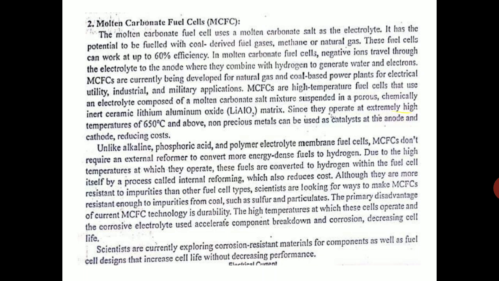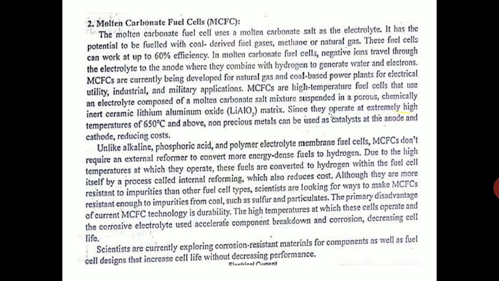MCFCs, molten carbonate fuel cells, are currently being developed for natural gas and coal-based power plants, for electrical utility, industrial and military applications. The MCFCs are high temperature fuel cells that use an electrolyte composed of molten carbonate salt mixture suspended in a porous, chemically inert ceramic lithium aluminum oxide matrix. Since they operate at extremely high temperatures of 650 degrees and above, non-precious metals can be used as a catalyst at the anode as well as cathode, reducing the costs.